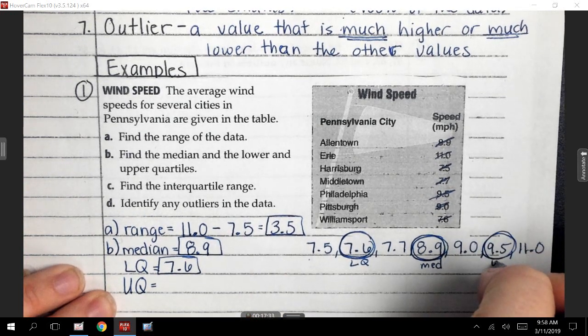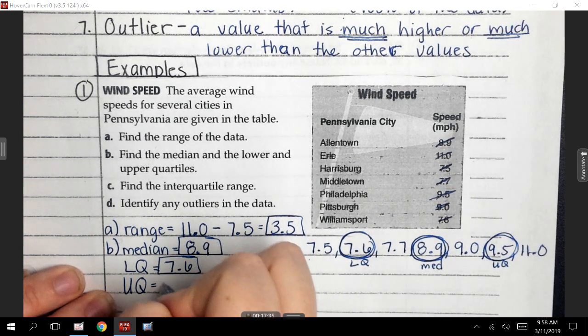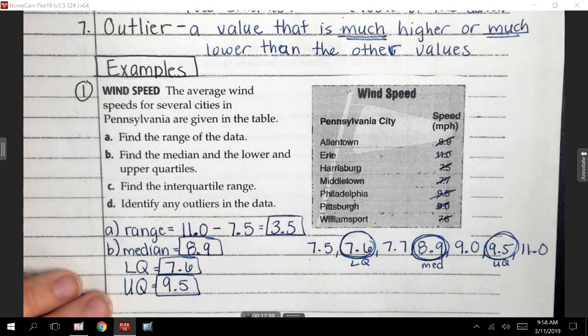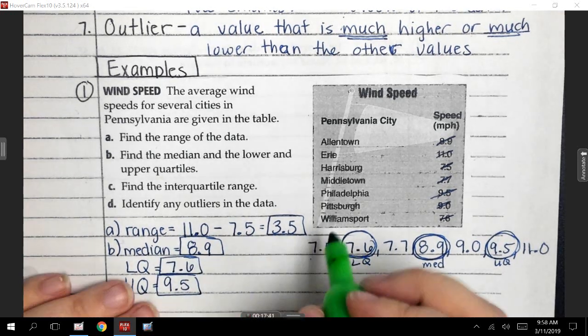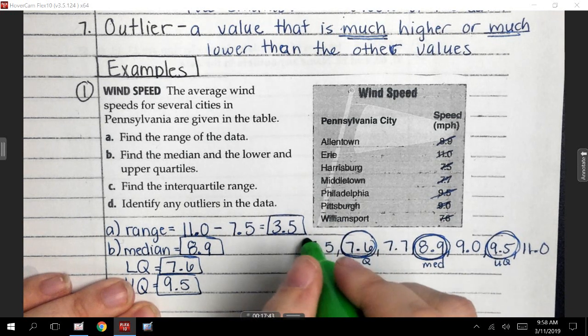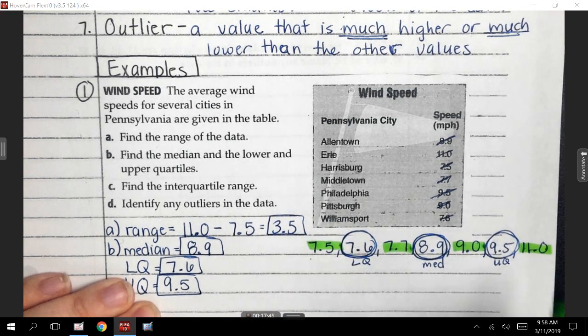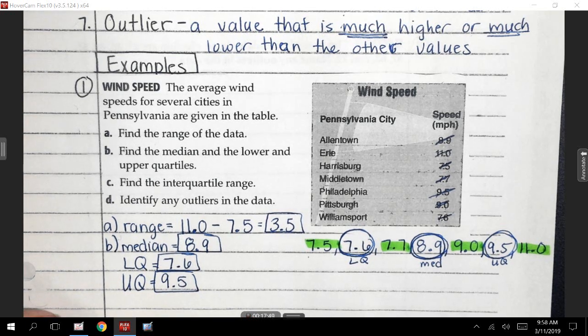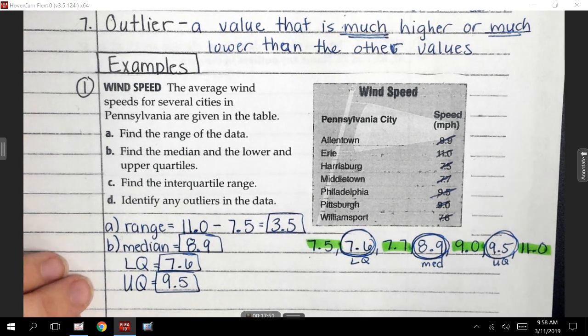9.5. So I'm going to circle it and label it as UQ. 9.5. All right, so guys, this is what I want you to notice. When I did that, it split up those 4 numbers into 4 pieces. Do y'all see my 4 pieces? There's only one number in each piece, but that's okay.